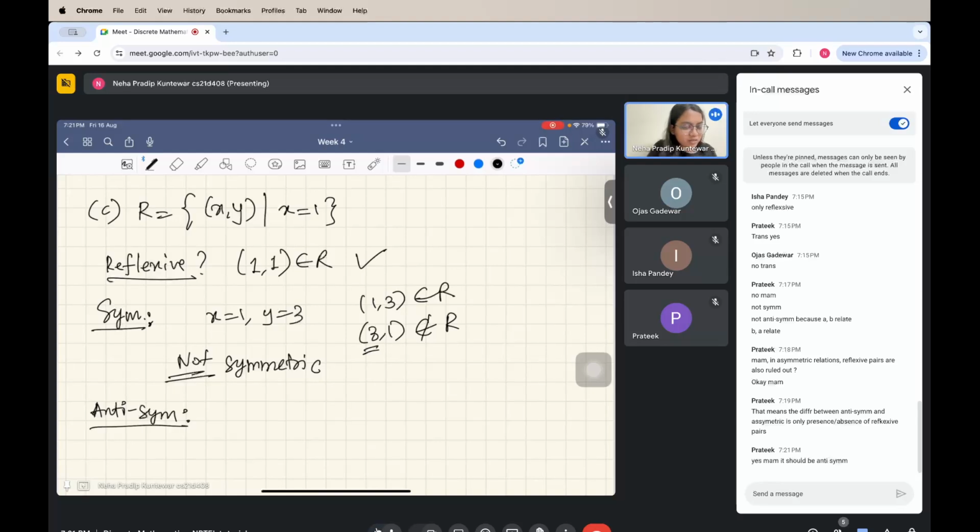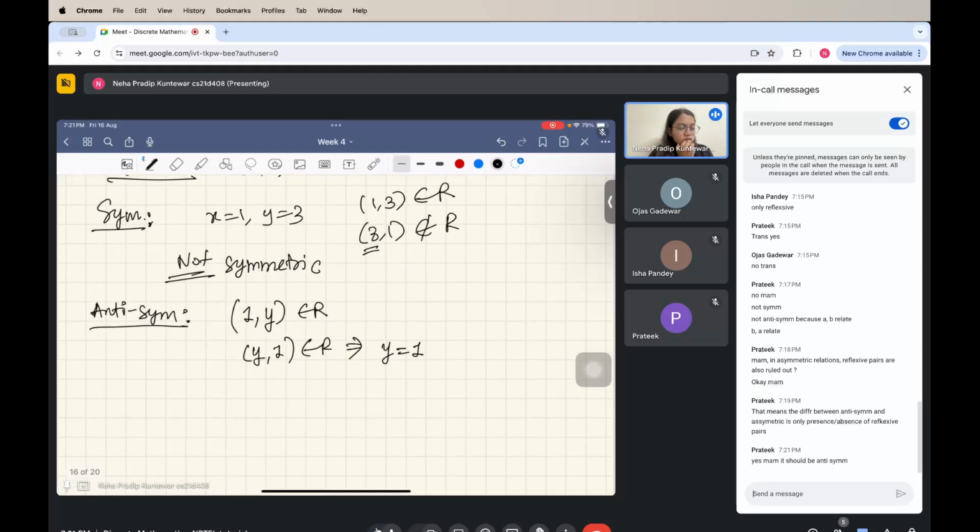Yes. So this is indeed antisymmetric because let's say you have 1 comma y which is in the relation, and then y comma 1 is in the relation. What that would mean is, this means y has to be 1. It can't be that y is some other value. So if y is not equal to 1, then that implies that y comma 1 is not in the relation. Is this making sense?